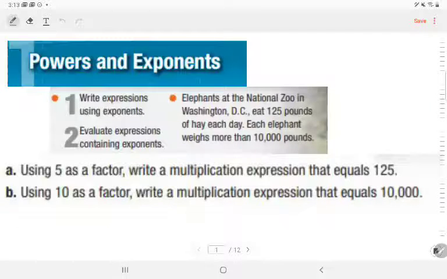Okay, let's talk about powers and exponents. So this says elephants at the National Zoo in Washington, D.C. eat 125 pounds of hay each day. Each elephant weighs more than 10,000 pounds.